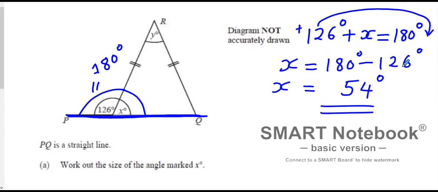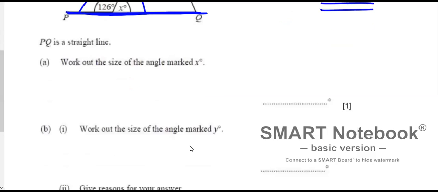Checking, this will be yes. So the value of x, work out the size of the angle marked x. The answer will be 54 degrees.